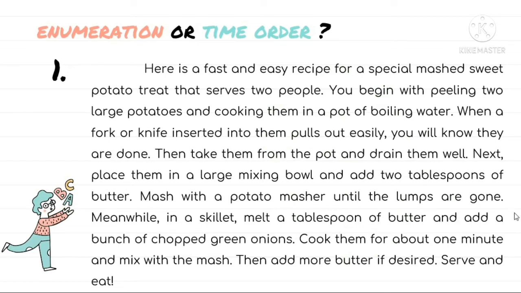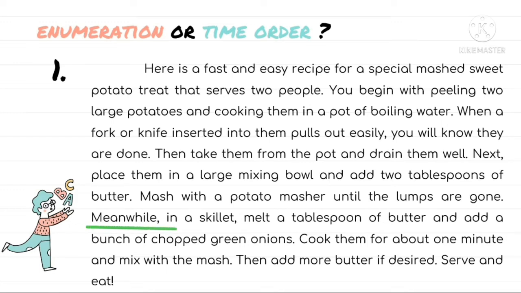You begin with peeling 2 large potatoes and cooking them in a pot of boiling water. When a fork or knife inserted into them pulls out easily, you will know they are done. Then take them from the pot and drain them well. Next, place them in a large mixing bowl and add 2 tablespoons of butter. Mash with the potato masher until the lumps are gone.